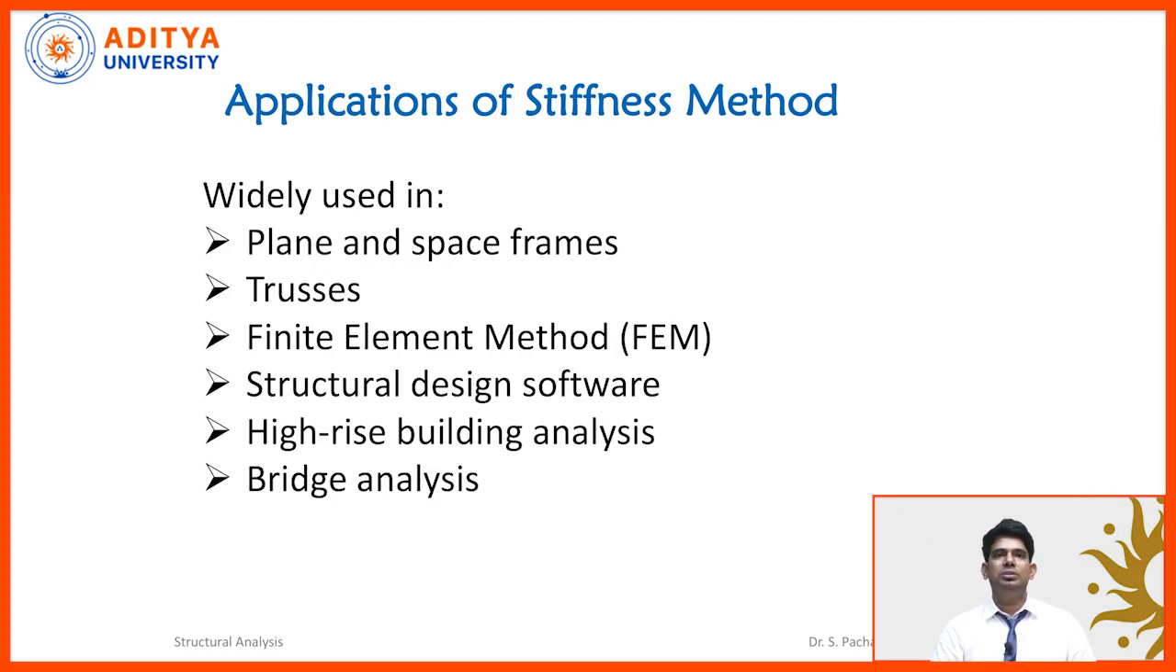And where is it used? Plane and space frames, trusses, finite element method softwares, for example, ANSYS, Abaqus, any finite element softwares also, the matrix method of structural analysis is used, particularly the stiffness matrix method. Structural design softwares, as I told, STAAD Pro, ETABS, SAP, Tekla Structures, all those things. High-rise building analysis. So, generally, which software do you use for high-rise building analysis? ETABS. So, in ETABS, it is used as a solver. Bridge analysis also we are doing.